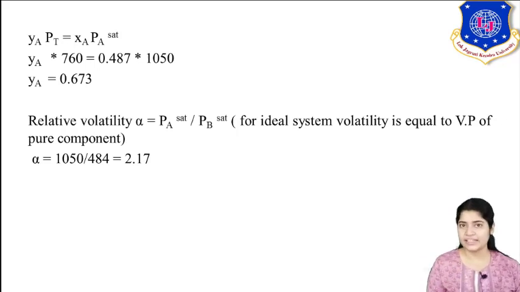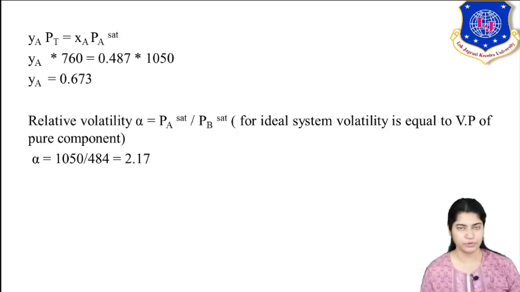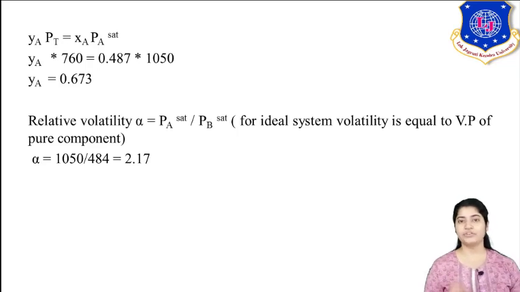Okay, for an ideal system, note down and learn it. For an ideal system, volatility is equal to the vapor pressure of the pure component. Hence, what is alpha, your relative volatility? It is 2.17. So this was one of the simplest questions which can be asked related to Raoult's law.